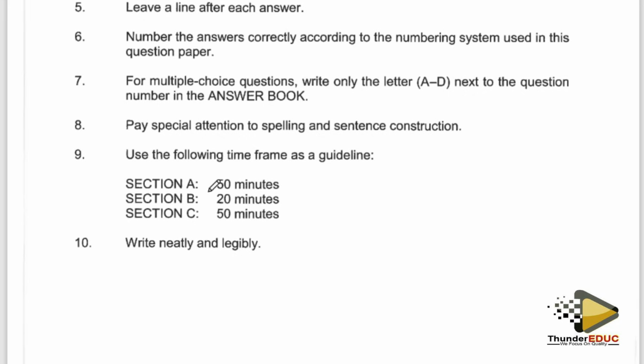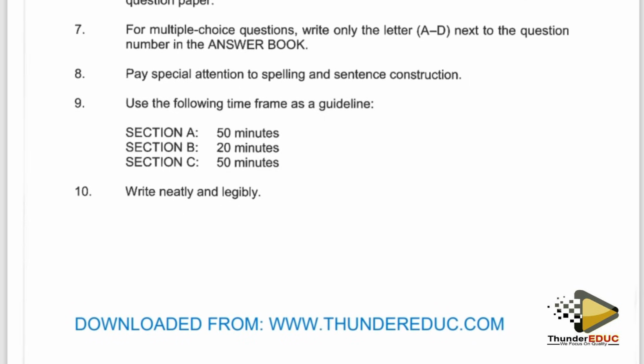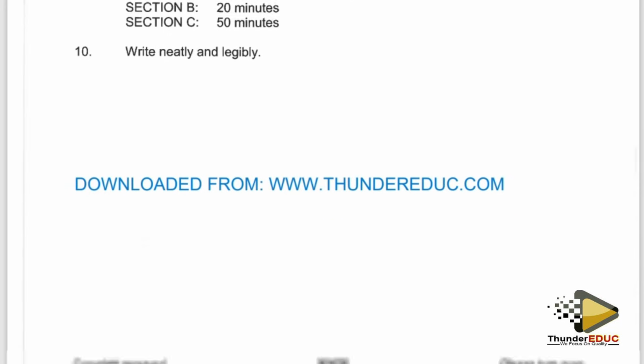Section A, because you have a comprehension, you must be going through it in 50 minutes. Section B, it's 20 minutes, which is your summary. And section C is 50 minutes, which is your language structures. Those are our time managements for our 3 sections. Write neatly, clearly, so that we can see. Those are the instructions. Let's go to our question paper.